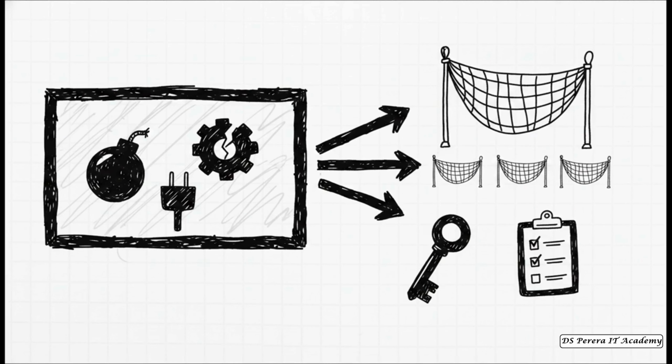Now, a try block can't live by itself. It has to be followed by either a catch block or a finally block. They come as a package deal. You identify a risk with try, and you provide a plan with catch or finally.